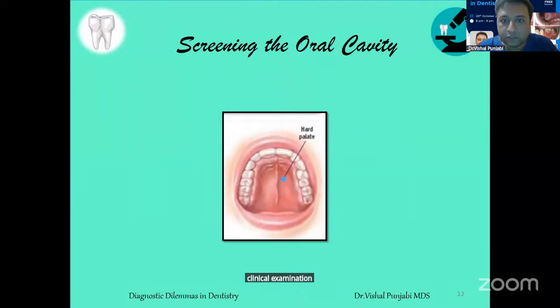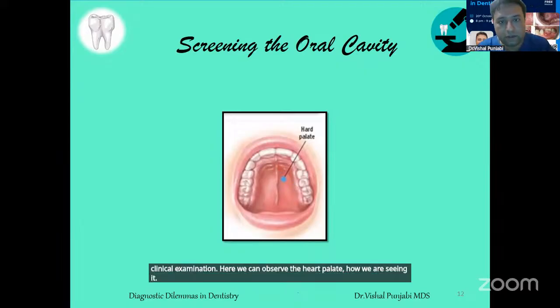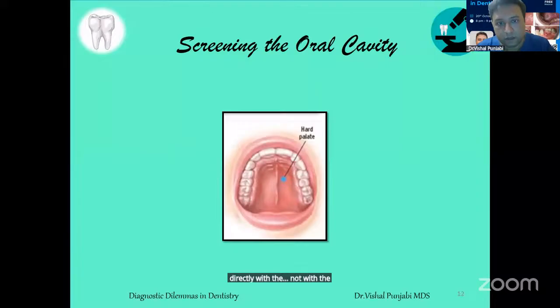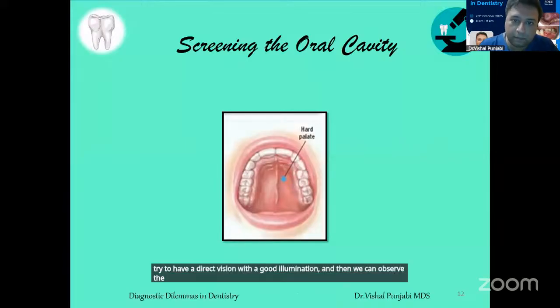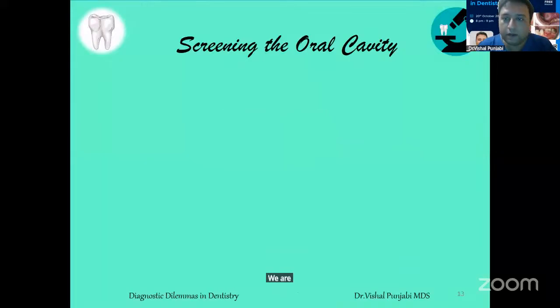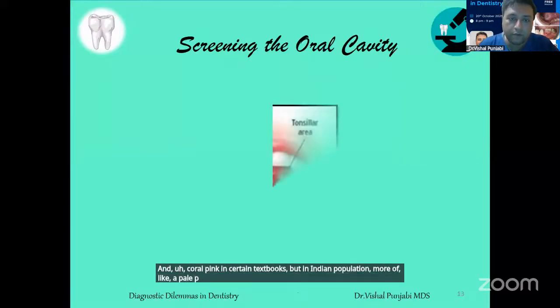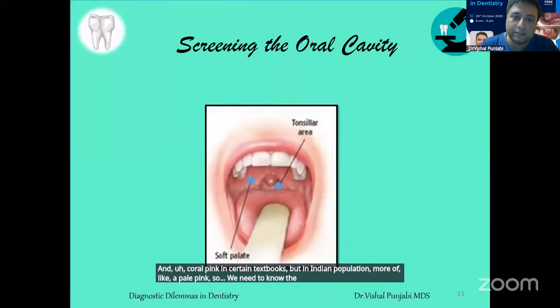Here we can observe the hard palate, how we are seeing it directly, not with indirect vision, but trying to have a direct vision with a good illumination. And then we can observe the structures of the hard palate. We are all aware that the normal color of the oral mucosa is pale pink, and coral pink in certain textbooks, but in the Indian population, more of a pale pink. So we need to know the color and consistency as well.